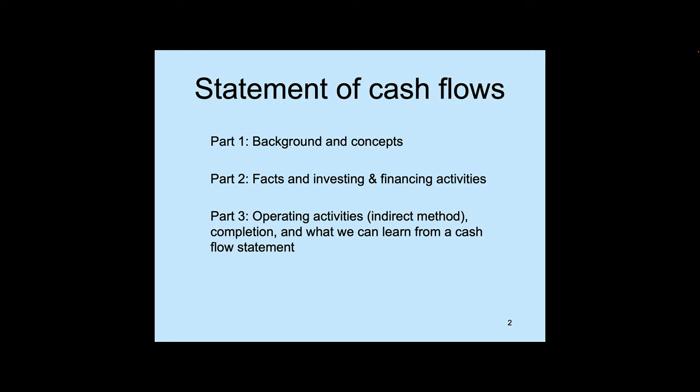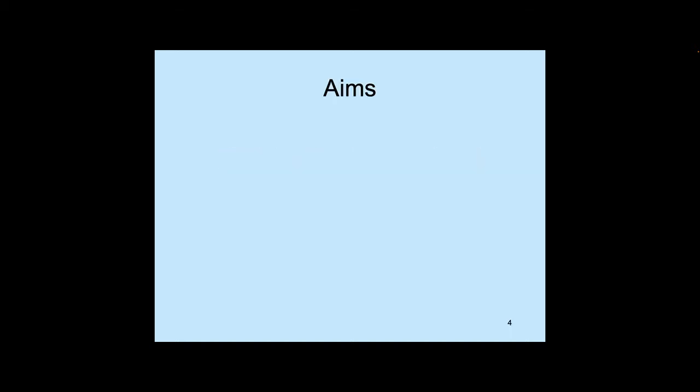We'll complete the indirect method cash flow statement, and we'll discuss what we can learn from the cash flow statement. Part four is the operating activities for the direct method. So let's get started with the background and concepts.